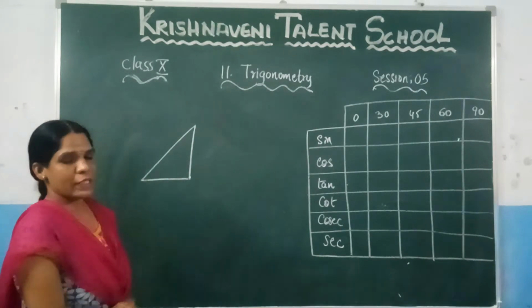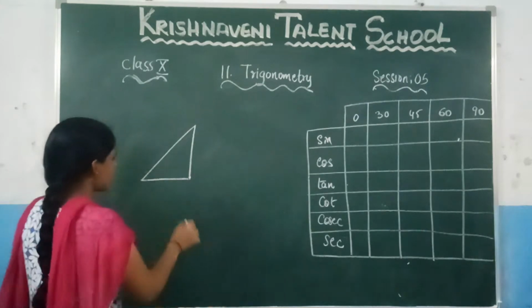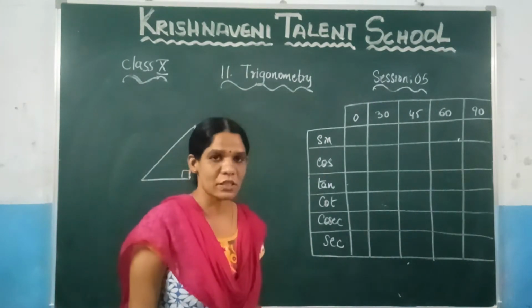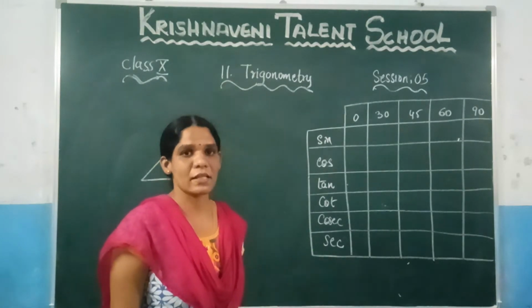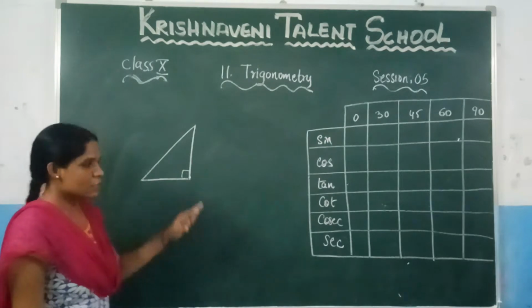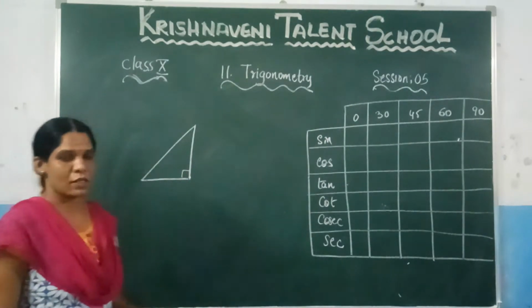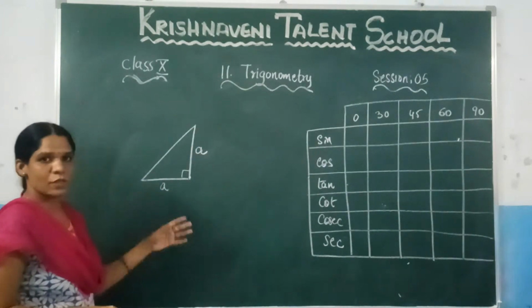What is the meaning of right angle triangle? One of the angles is equal to 90 degrees. In this case, I am taking this angle as 90 degrees. What is the meaning of isosceles? If two of the sides are equal, then we can say that it is an isosceles triangle. In this case, since the hypotenuse is the longest side, I am taking these two sides as equal. So let us take this side as A. What should be this side? This must be equal to A.